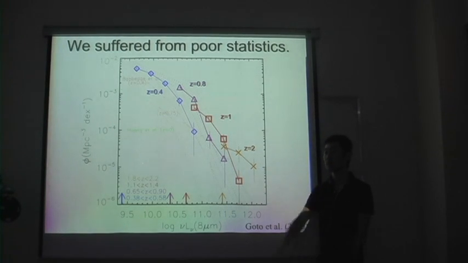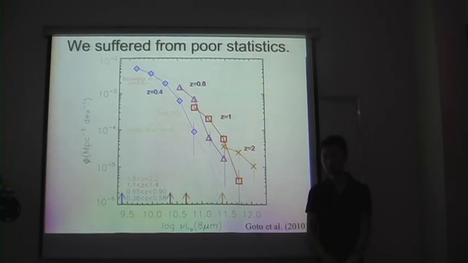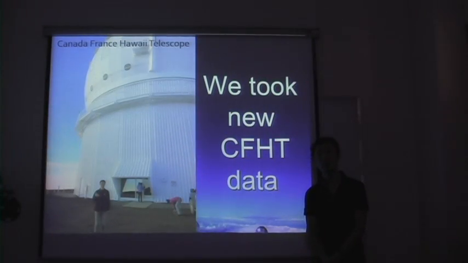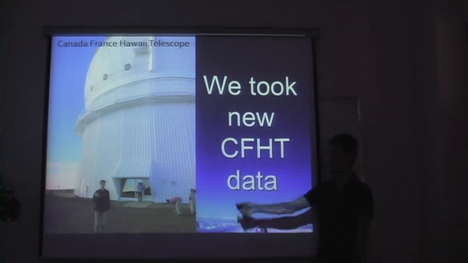As a result, our previous luminosity function suffered from poor statistics. As you see, those data points are jumping up and down because of the poor statistics. To fix the situation, we took new and larger data using the Canada-France-Hawaii Telescope.